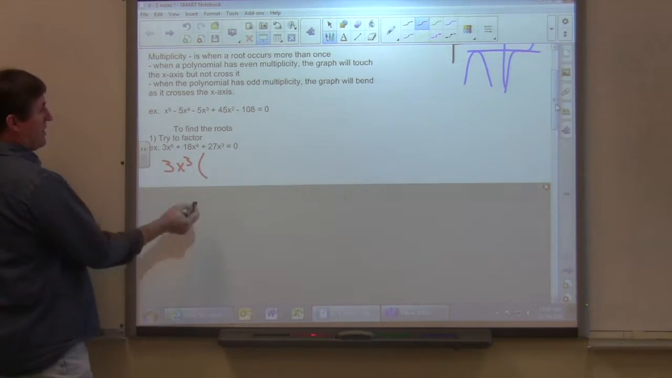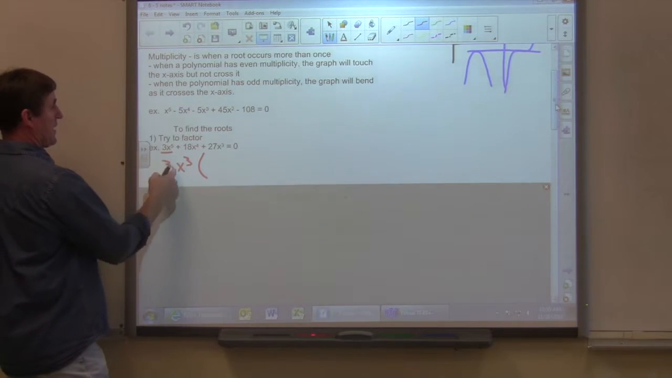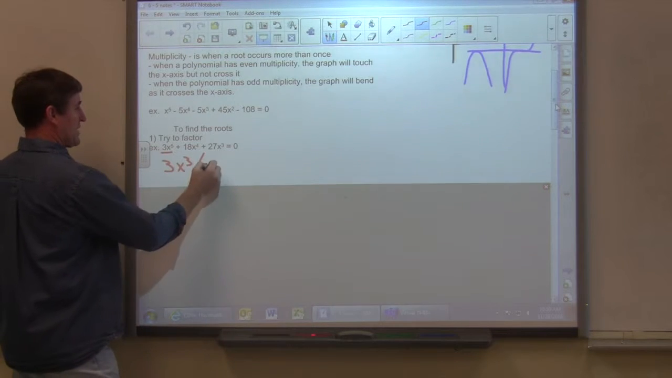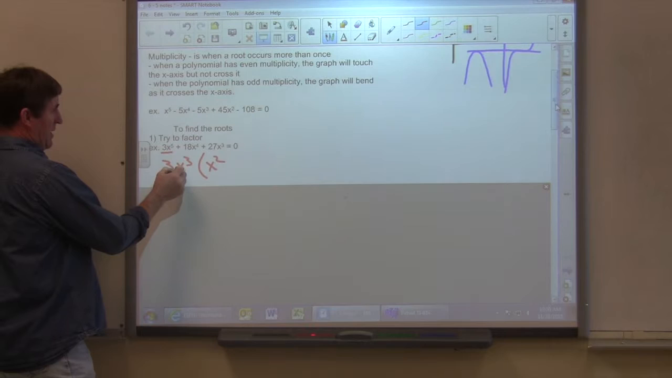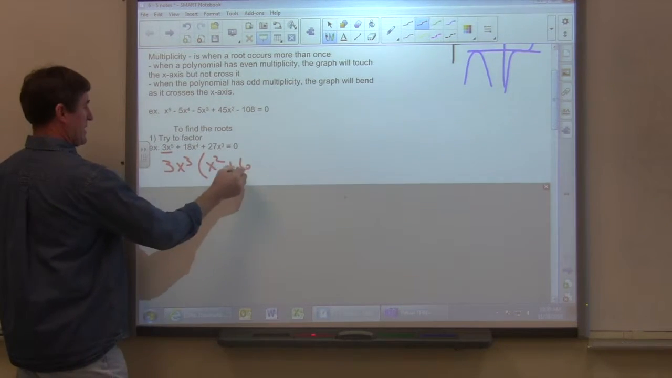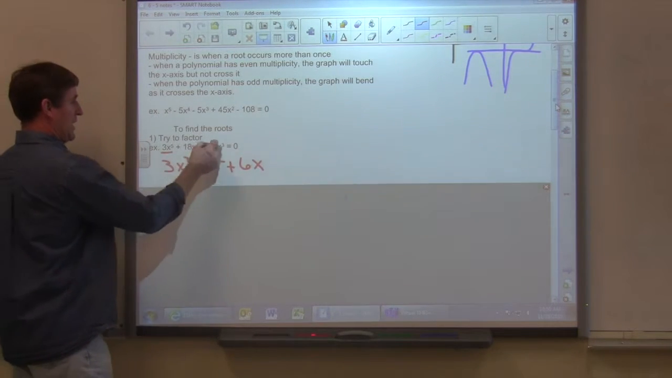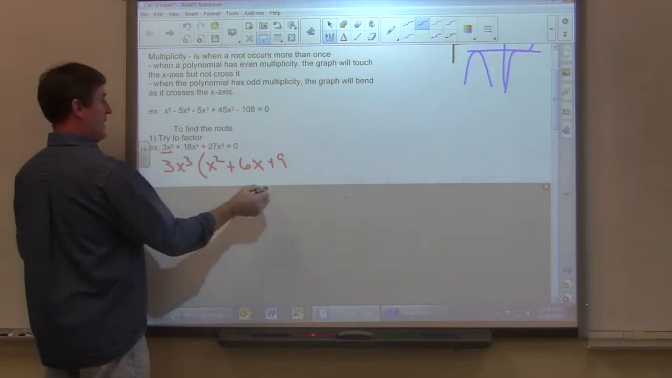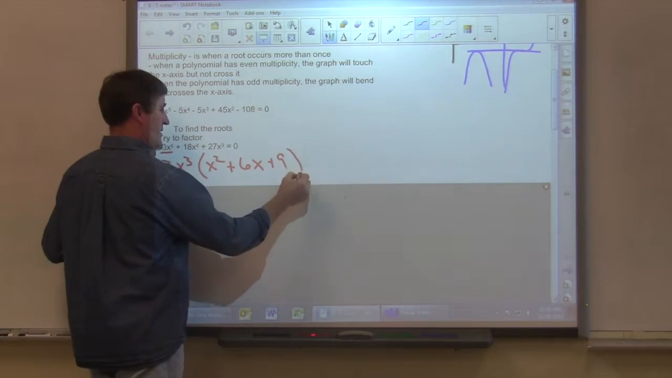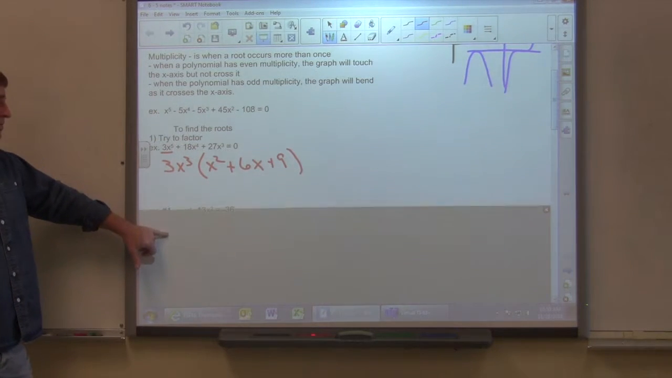And so remember, I say, what do I have to multiply this by to get back to this? Well, 3 to get to 3 would be 1. X to the 3rd to get to x to the 5th would be x squared. And 3 to get to 18 would be 6. And x to the 3rd to get to x to the 4th would be x. And 3 to get to 27 would be 9. And x to the 3rd to get to x to the 3rd would be nothing. Okay, just 1. So we've gotten it to here.